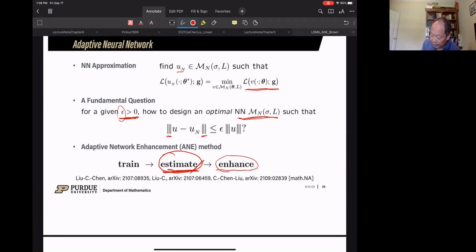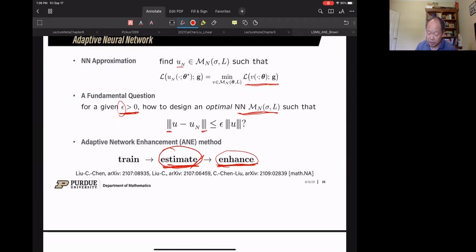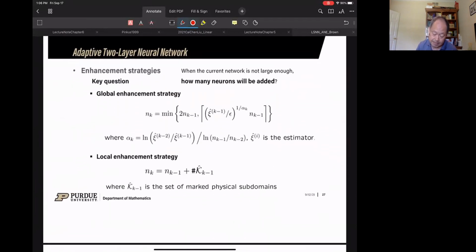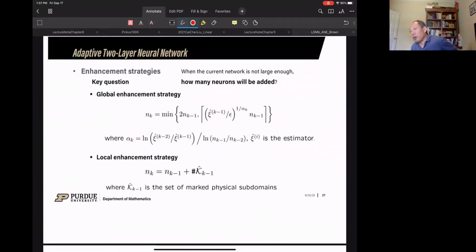The difficult part is the enhancement strategy. If my current neural network is not large enough for the given problem, how do I develop a strategy to enhance it? This is the key question to answer. To do that, let me explain what happens in the 2-layer case, because multi-layer is much more difficult, again because of our lack of understanding. For 2-layer, we understand a lot, though I wouldn't say everything.